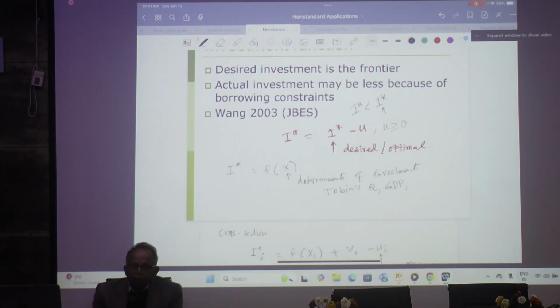Okay, so what happens is that now if I star is defined in this way, it's f of x, and again f of x is a generic function, that means this is the investment function. So again, you know from a textbook or some other papers what the variables are that are used to determine investment.